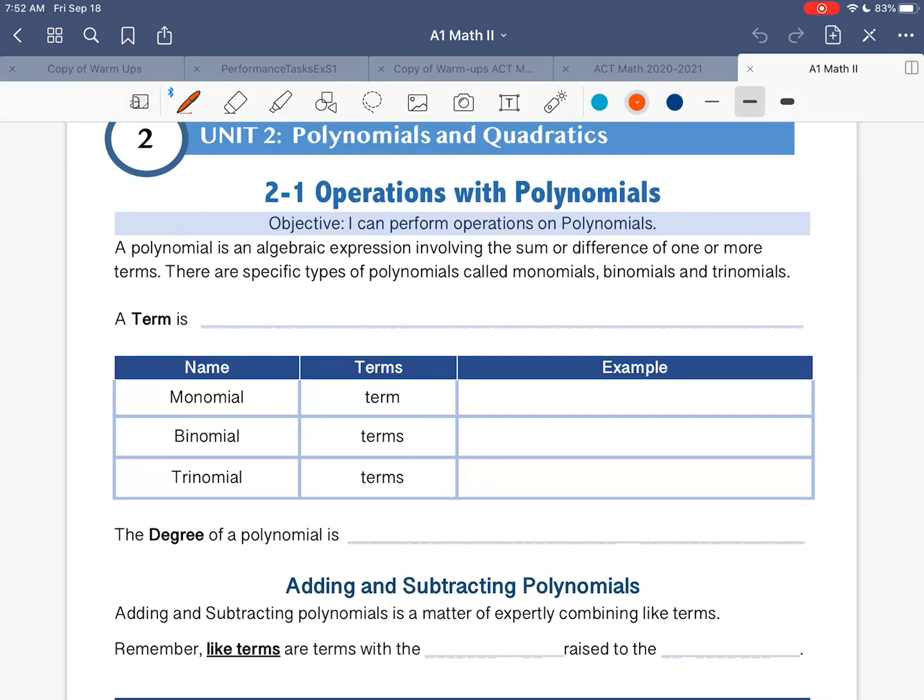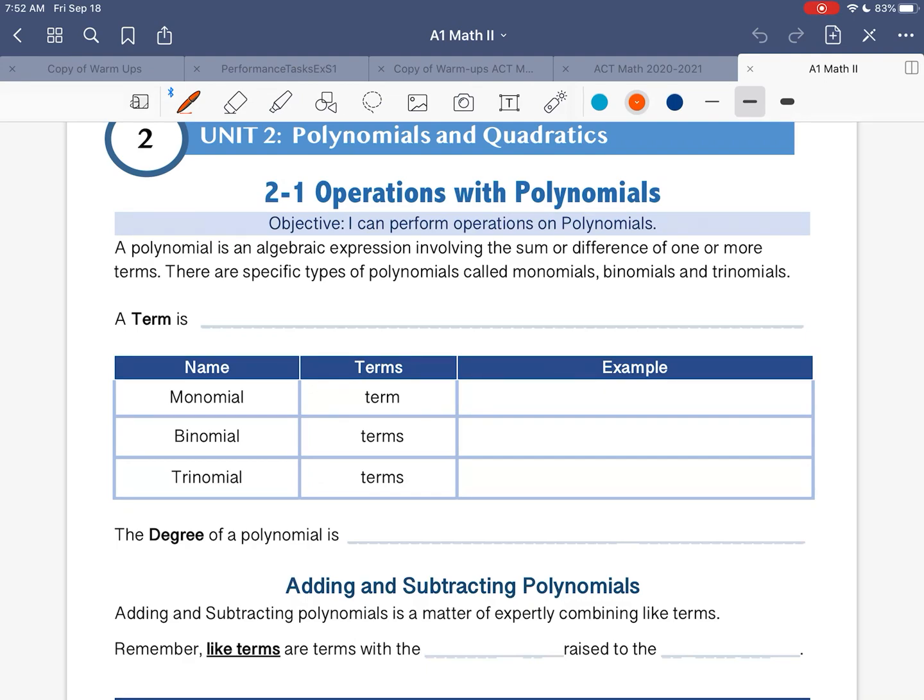Alright, this is 2-1, Operations with Polynomials, and our objective here today is that we review how to add and subtract polynomials and then also learn how to multiply them. Hopefully some of this will feel familiar from previously, but we're going to learn some new things too, and it'll be a good review.